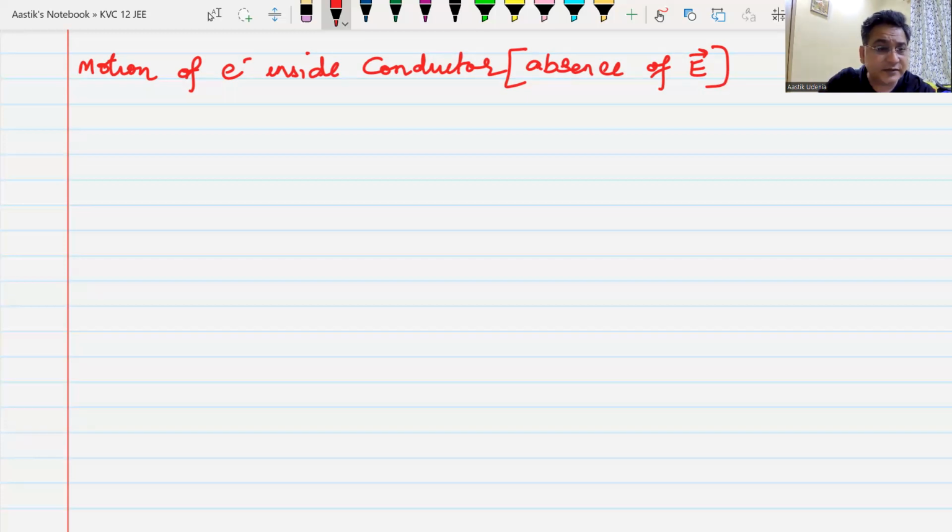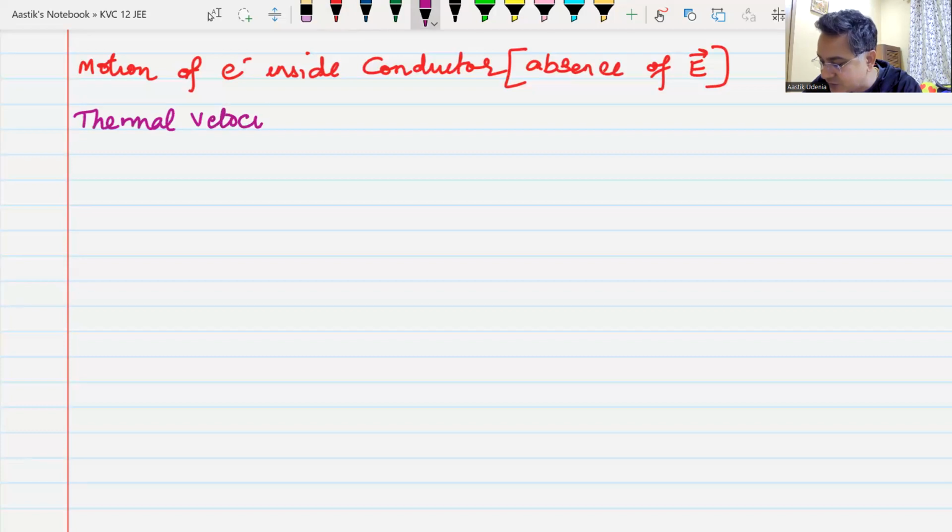Now, this word RMS might ring some bells. Is it ringing any bell, this RMS velocity? So we can write that as a thermal velocity or the RMS velocity.